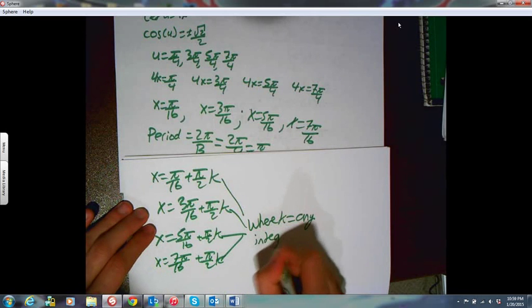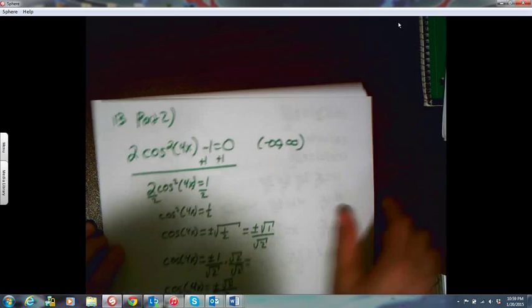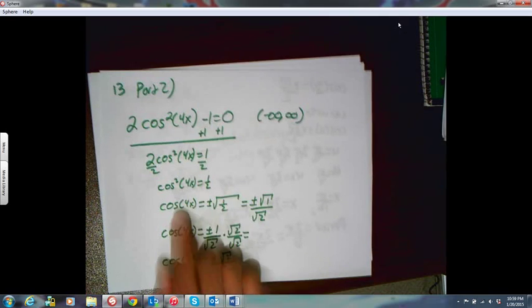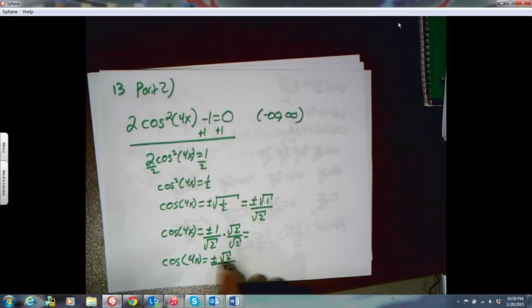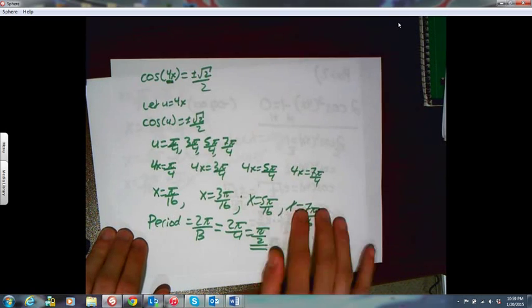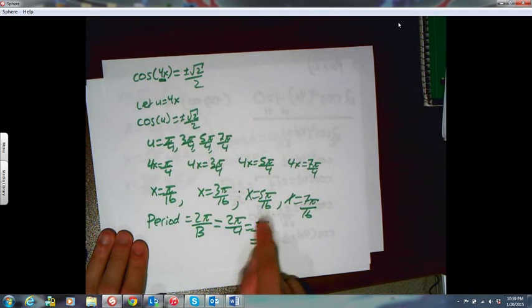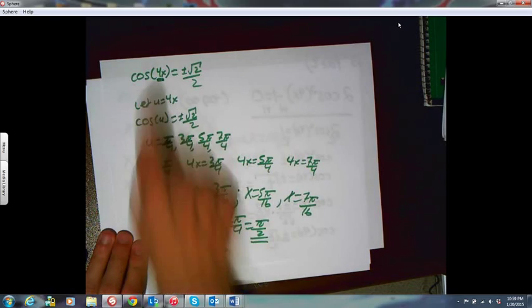There you have it, folks. So again, remember, if we take the whole thing, isolate the cosine, fancy 1ing here, u substitution, solve for u, replace u with the 4x, solve for the x's. Remember, you're going from negative infinity to infinity, so you need to do plus the period, which is pi over 2, 2 pi over b, b is 4, plus pi over 2 times k, where k is any integer.